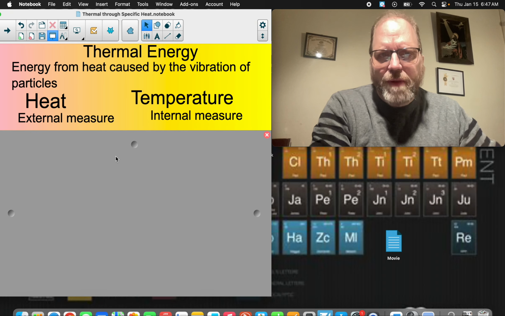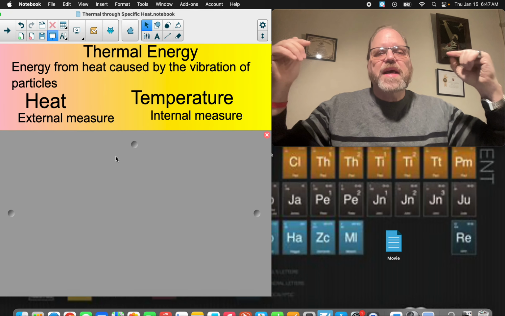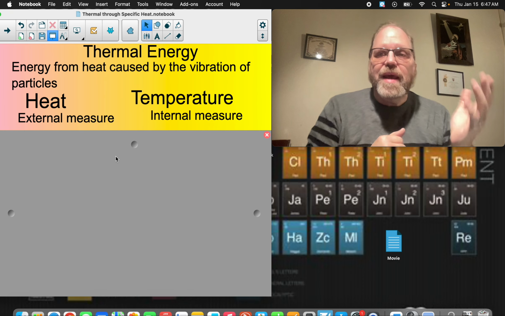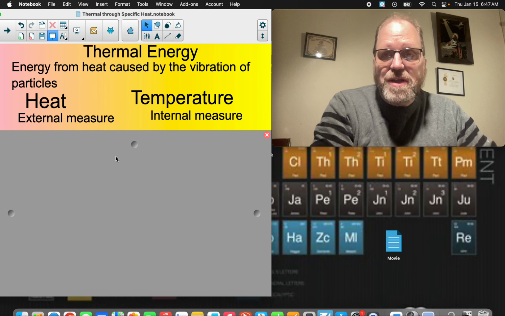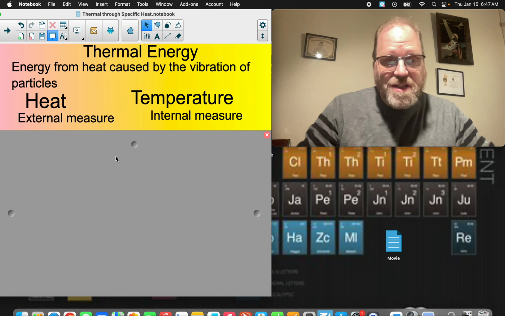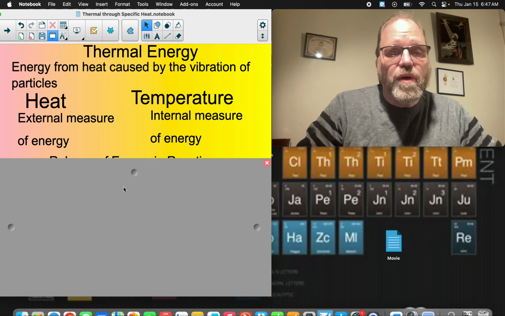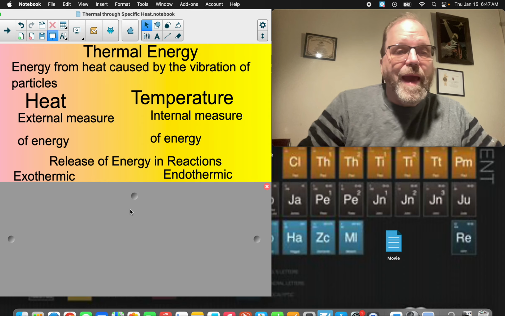Now you think, wait a minute, the weather, they talk about degrees Celsius. A meteorologist sees the system as inside, so it is still consistent. Heat is expressed usually in joules or calories. Temperature is in degrees Celsius or Kelvin in the metric system, though we use degrees Fahrenheit, which some of you are more commonly associated with. And then we also have the release of energy in a reaction that would be either exothermic or endothermic.